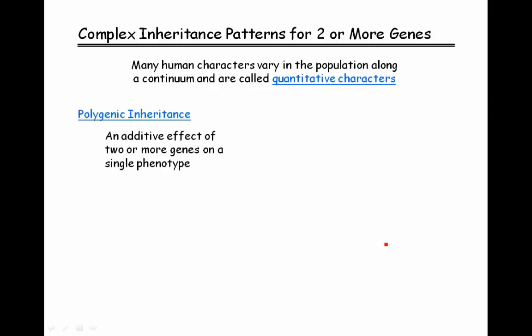The reason they vary along a continuum is because we have polygenic inheritance. Polygenic inheritance is when you have an additive effect of multiple genes on a single phenotype. So there are many genes involved in controlling height or quantitative characters. What we're talking about here is really the exact opposite of pleiotropy. So we do want to make sure we can distinguish the two. With pleiotropy, we had one gene and many phenotypes. Here we have many genes, one phenotype.